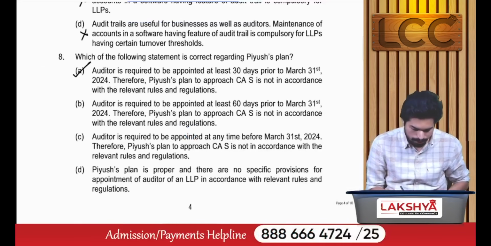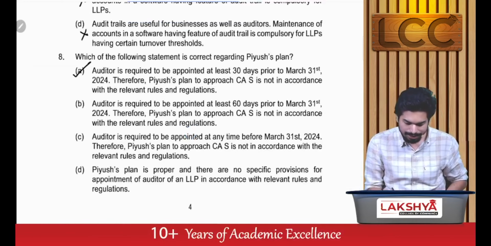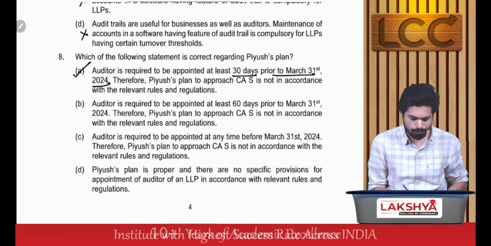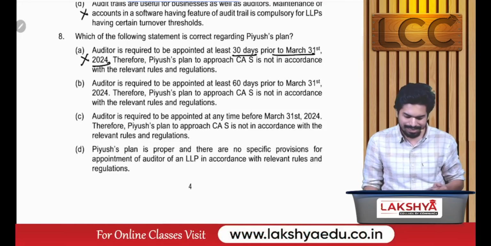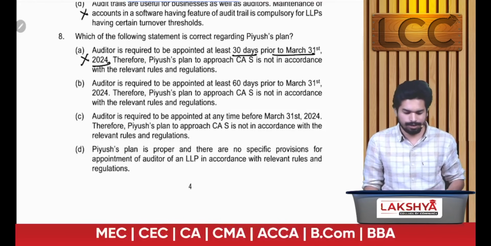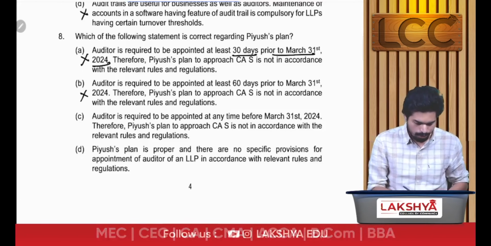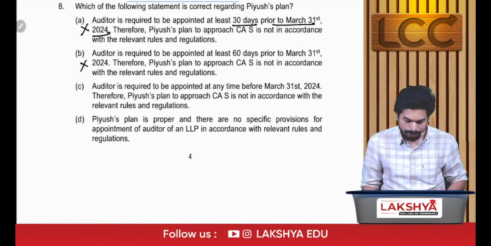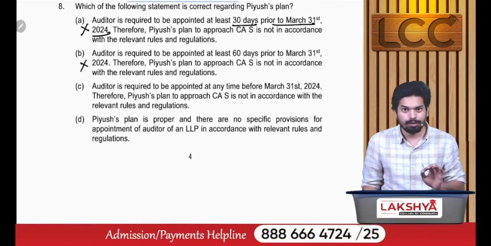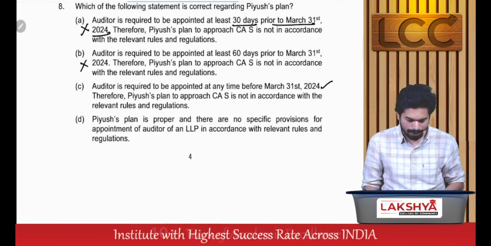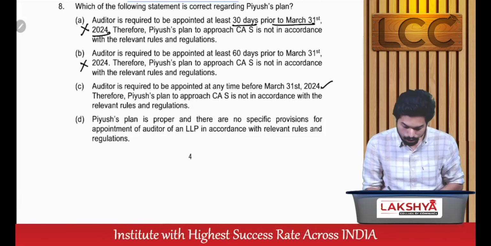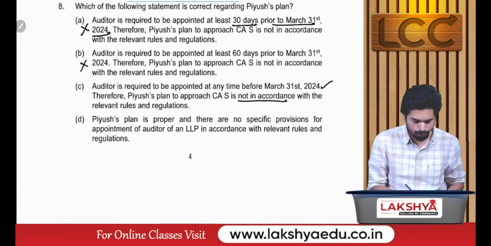So here, auditor is required to be appointed at least 30 days prior to 31st March 2024. No. Auditor is required to be appointed at least 60 days prior to 31st March 2024. No. Auditor is required to be appointed at any time before 31st March 2024. Yes. Therefore, Piyush's plan to approach CAS is not in accordance with the relevant rules. Right.